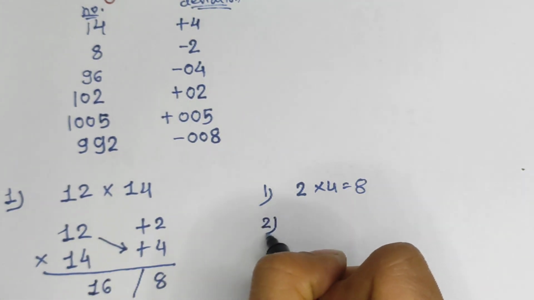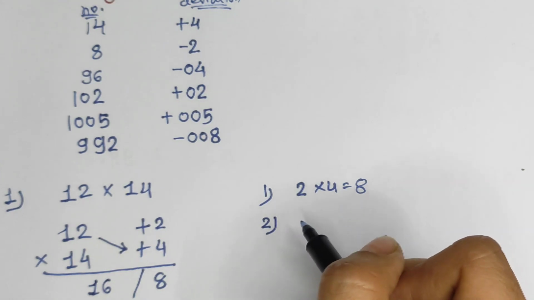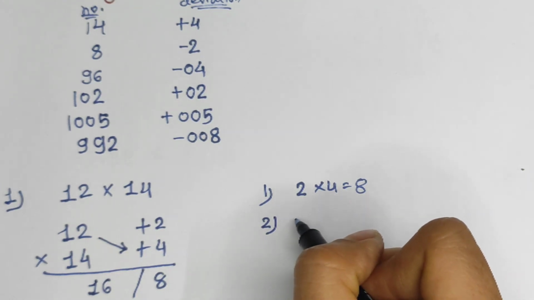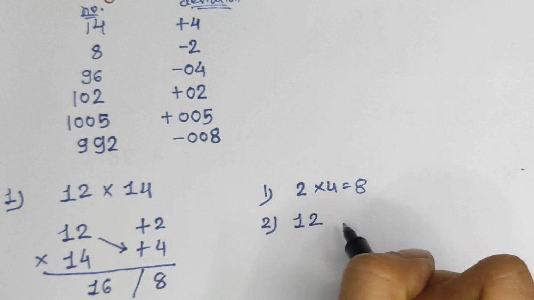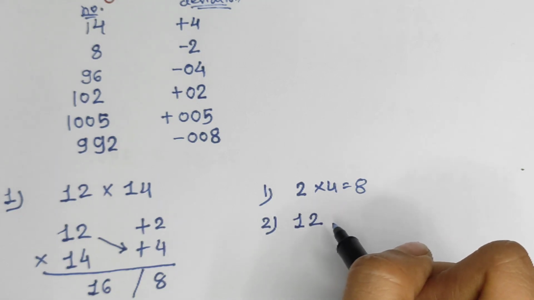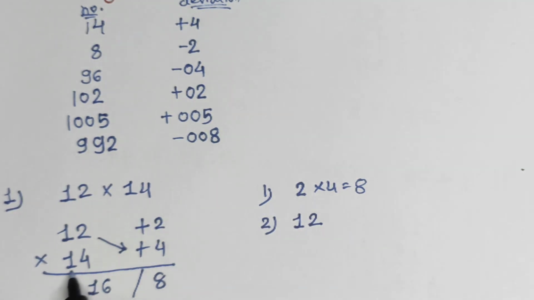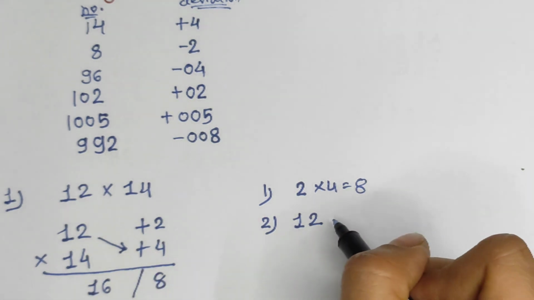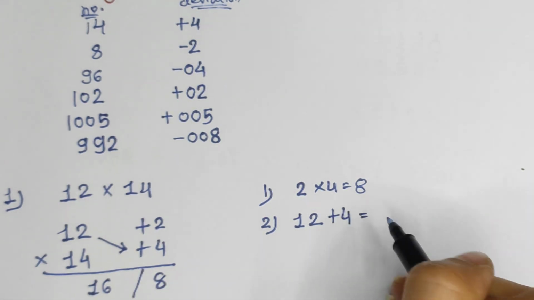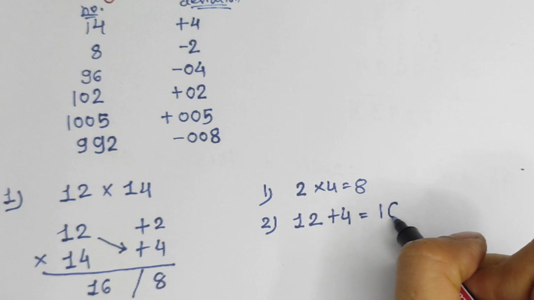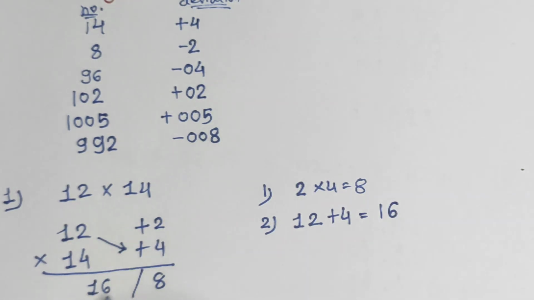Step 2 is: we take one number, suppose we take 12, and the other number's deviation, meaning the other number is 14 and its deviation is plus 4. So we do addition and get 16. So we get the answer easily. The answer is 168.